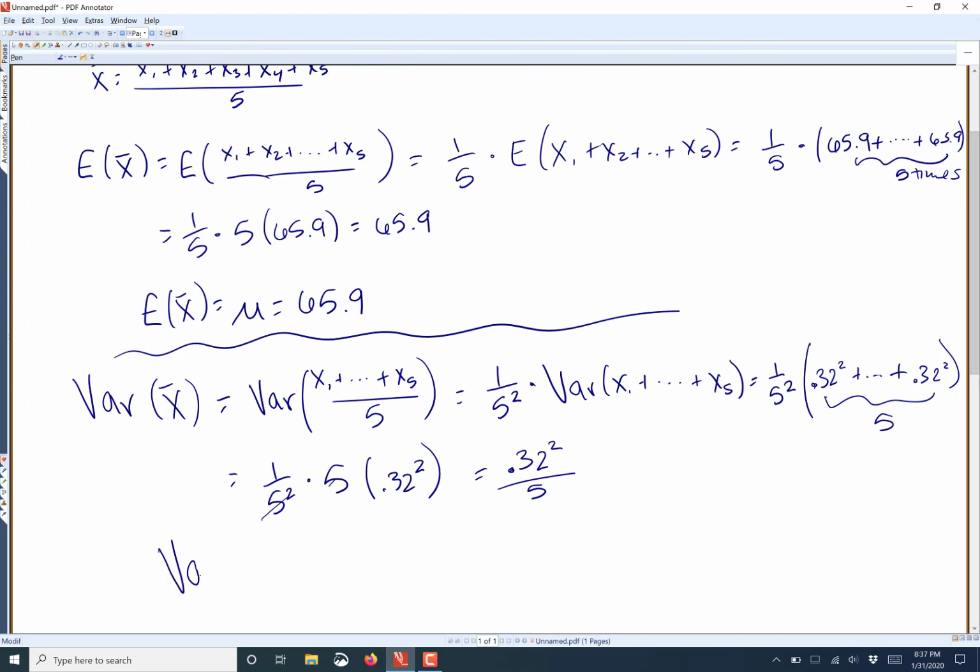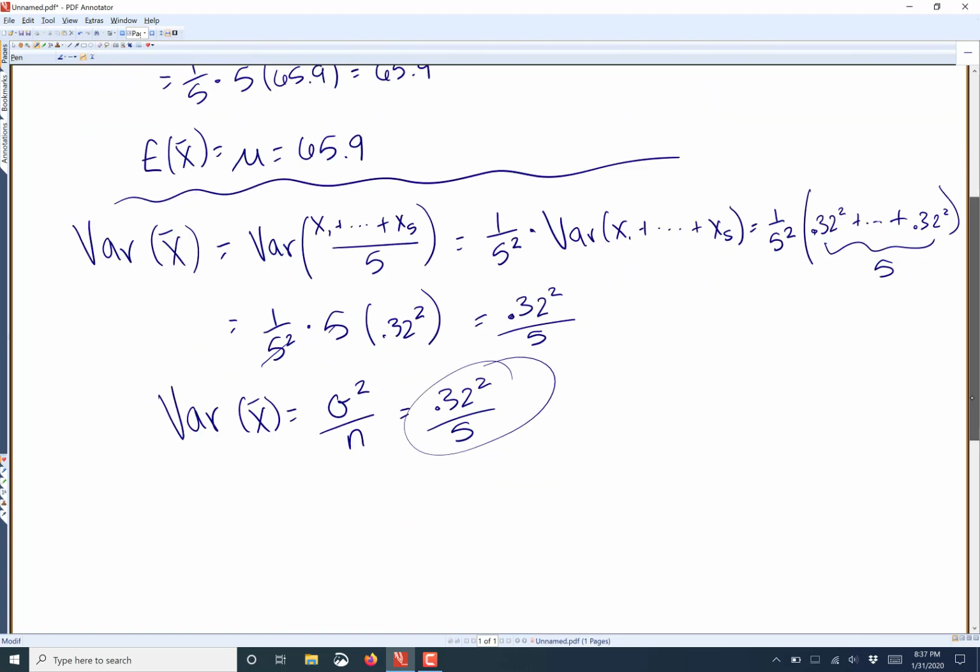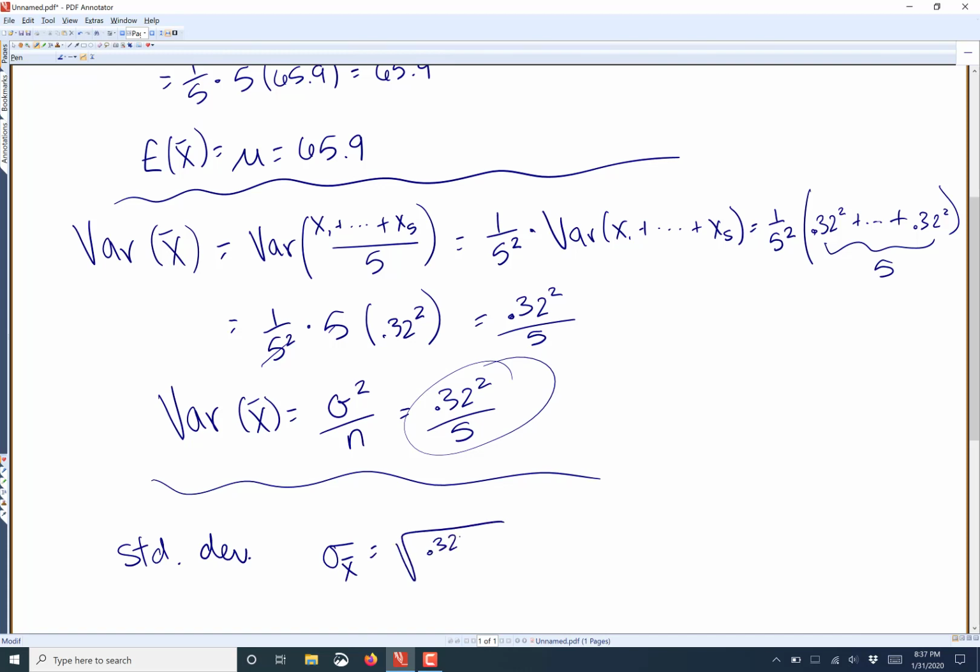Now, in your book, you might have also noticed there's a formula for this, because they realize that's going to happen over and over. The variance for your average is just equal to your variance divided by n. So in our case, our variance would be 0.32 squared divided by n, which is 5, and we get back to that same thing. So they came up with these shortcuts for averages because you're going to be doing it over and over. And finally, you can find your standard deviation. The standard deviation for x bar is just equal to the square root of the variance, so 0.32 squared over 5, and this gives you something.